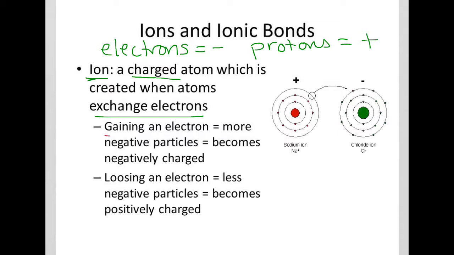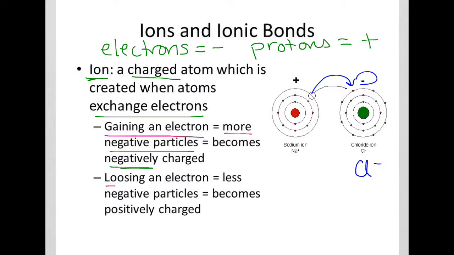And so when an atom gains an electron, they are gaining something negative. They now have more negative particles than they had before, and therefore we become negatively charged. So here in this picture, sodium gives an electron to chlorine, and now chlorine has an extra negative particle, and so chlorine becomes negative, and you can see down here it says Cl with a minus sign.